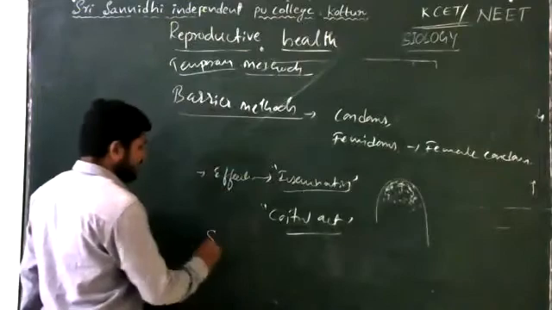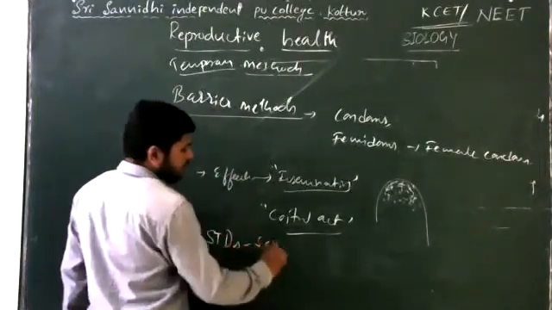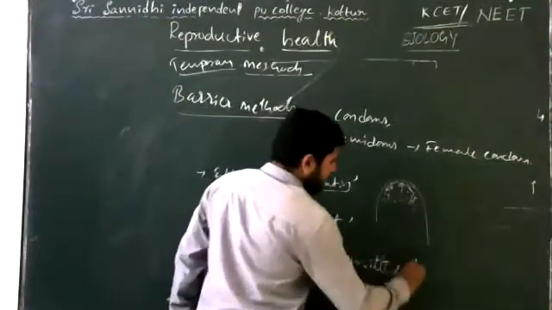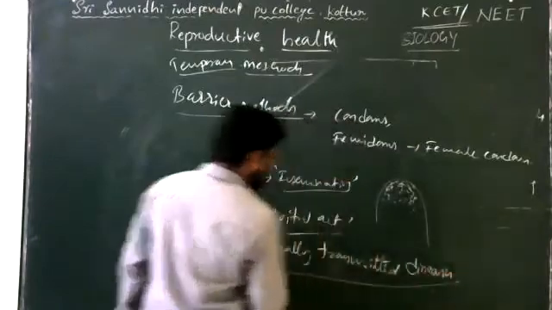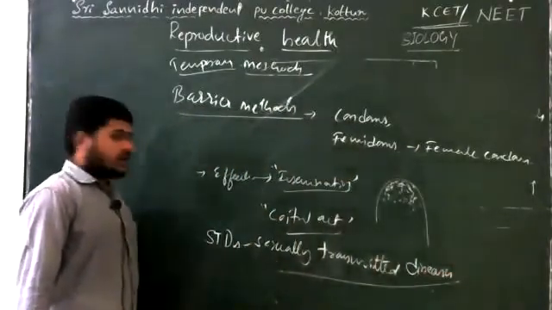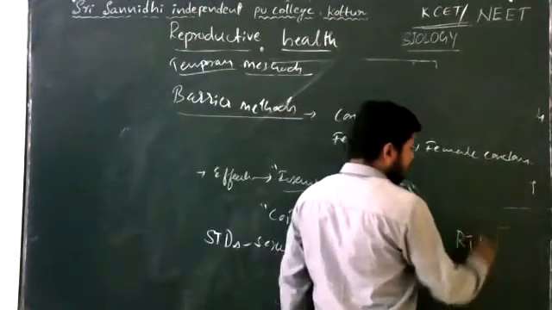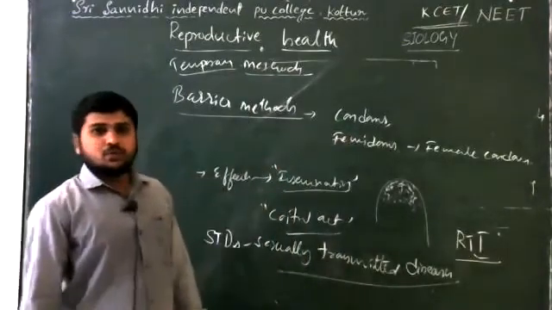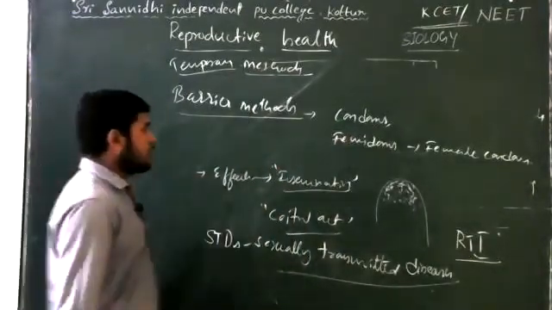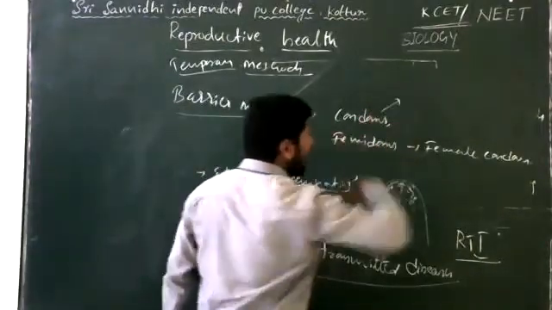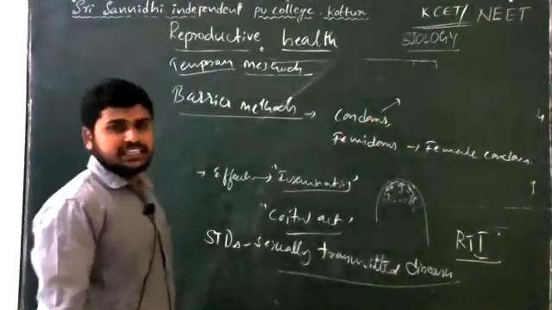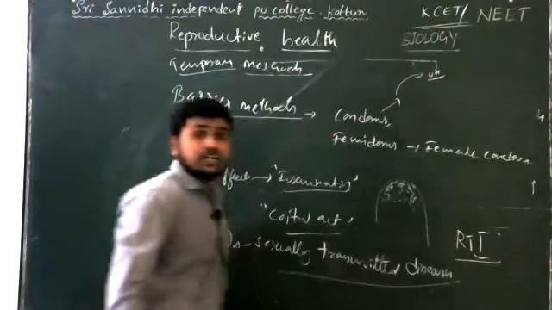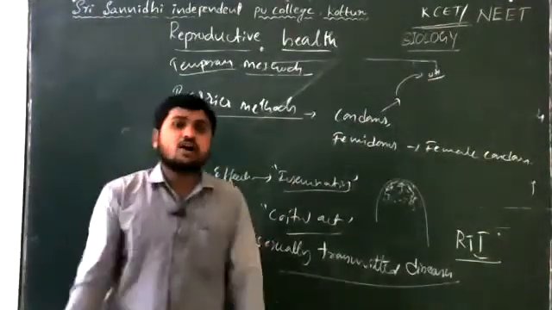Of course, correct. STD stands for sexually transmitted diseases. These are also called venereal diseases, or reproductive tract infections, RTI. Because of the use of barrier methods like condoms, there is no direct contact between the male external genitalia, that is the penis, and the female reproductive system, that is the uterus, because of the presence of barriers like condoms.